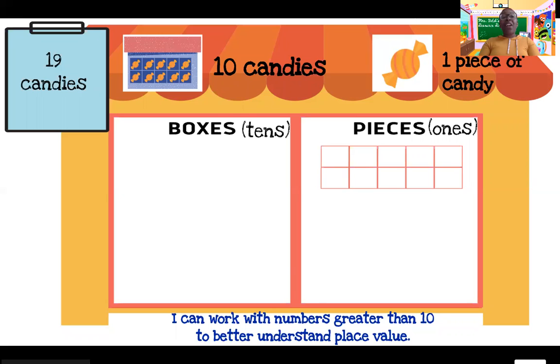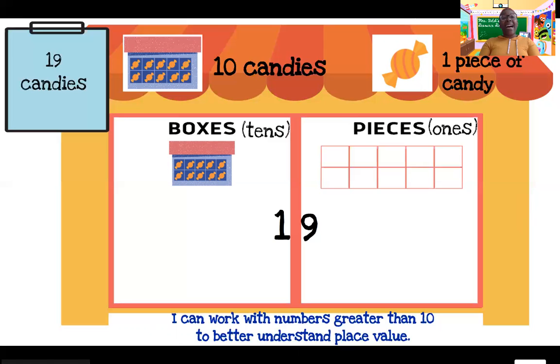Well, yesterday we talked about taking our number and splitting it right down the middle to place it in our chart. So when we look at the number 19 and we place it in our chart, where does the 1 fall? That's right, it falls on the 10 side. This tells us that there is one 10 in the number 19, and therefore we need one box.